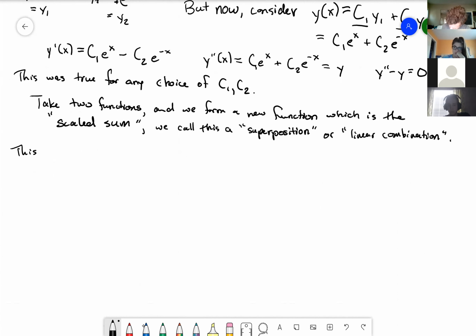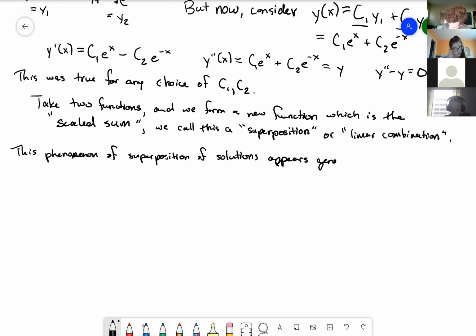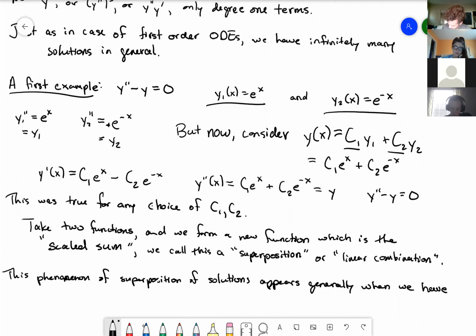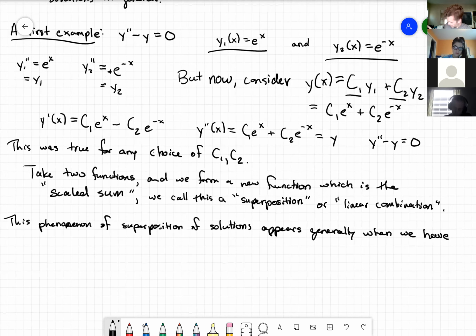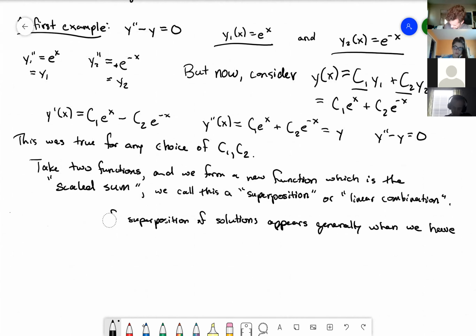So this phenomenon of superposition of solutions appears generally when we have... I skipped something. I need to introduce a little bit of notation. Let's come back to this.